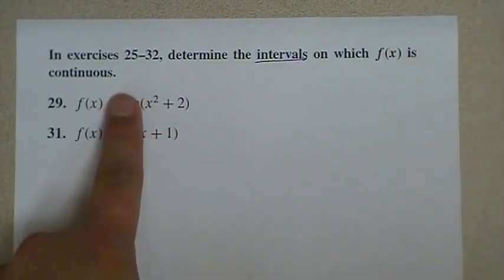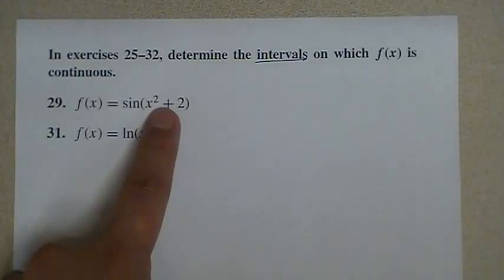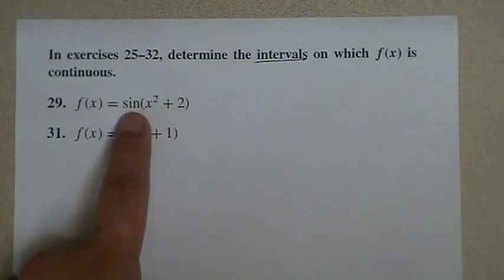If you look at the inside component, so I'm going to cover up the sine component for just a second. The thing inside the sine function is x squared plus 2. I never have to worry about x squared plus 2 being undefined. It's going to have a real value no matter what I put in place of x. I don't really care about what's inside the sine function. If I also consider the sine function, I can take the sine of anything.